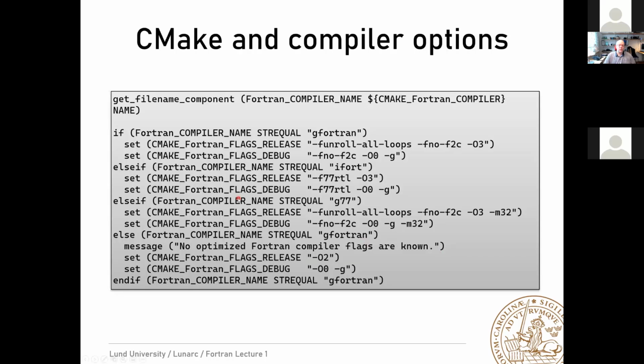So this is also an example here. If the Fortran compiler name equals gfortran, I can set these flags, for example. If the compiler is the Intel compiler, I can use a different set of flags. So you can really create a single build file that works on any platform, and you can create a lot of different configurations for different platforms to optimize them specifically for that platform.